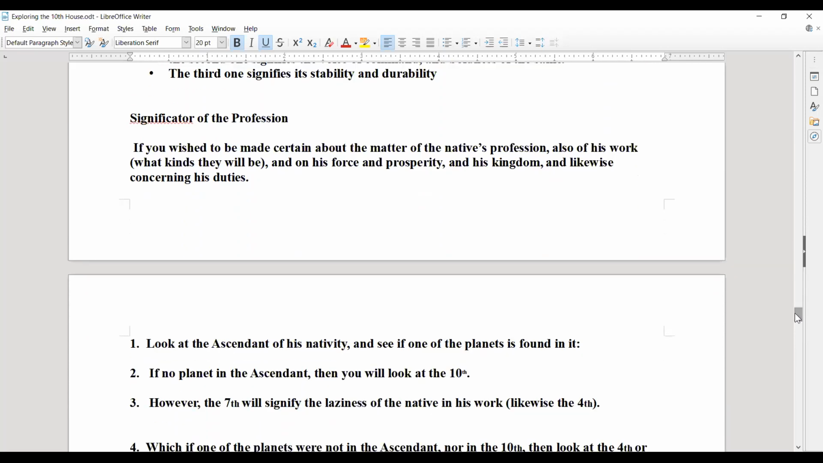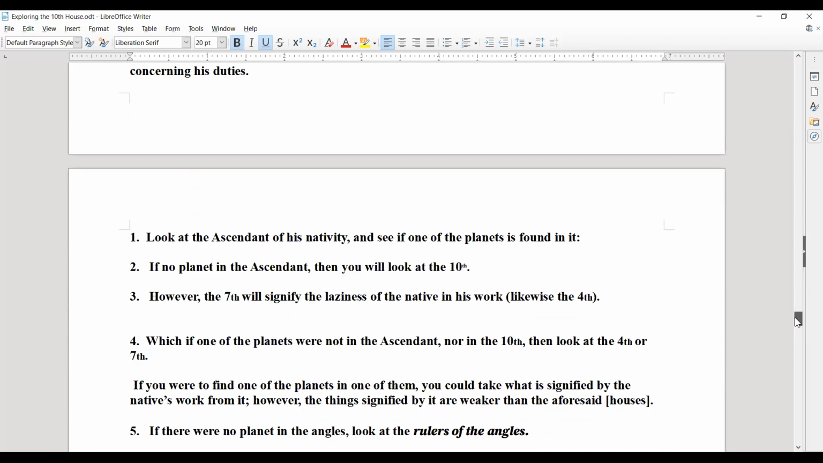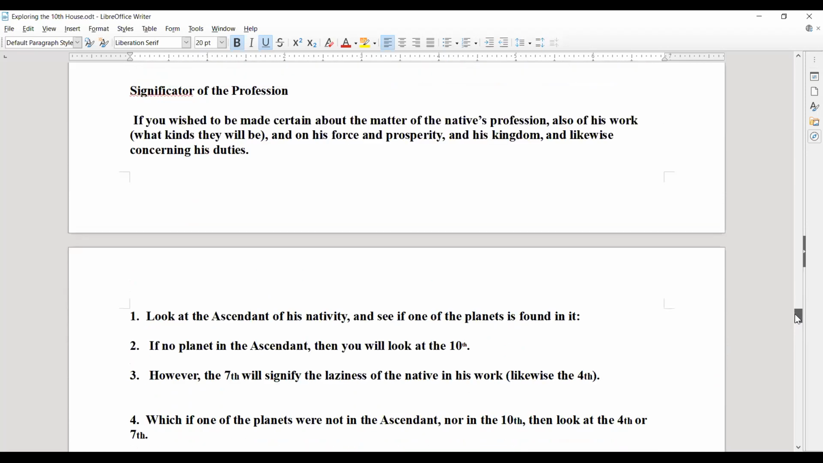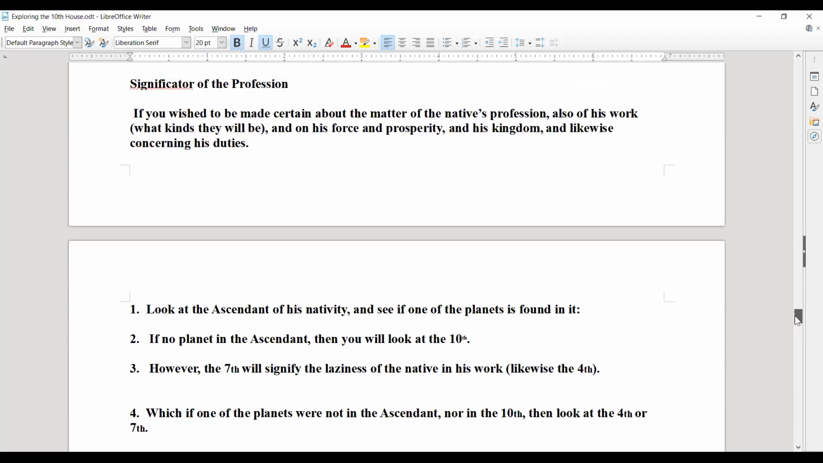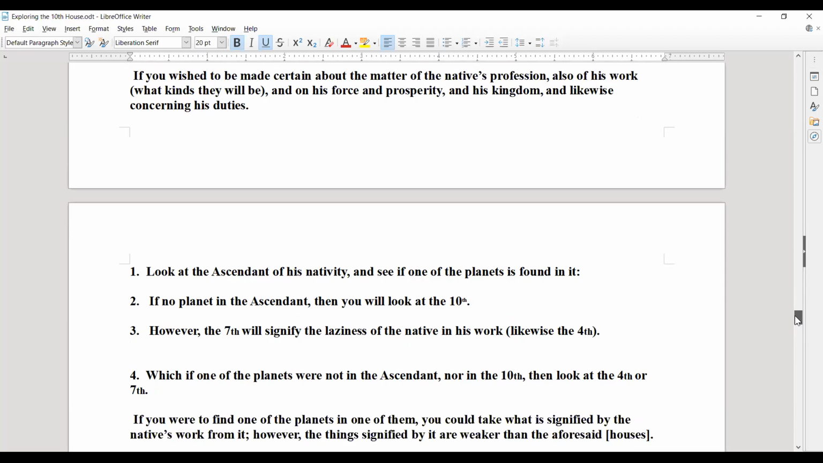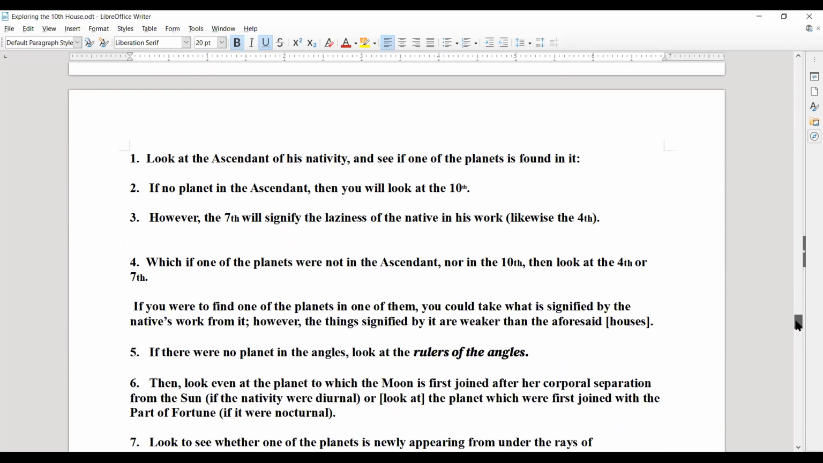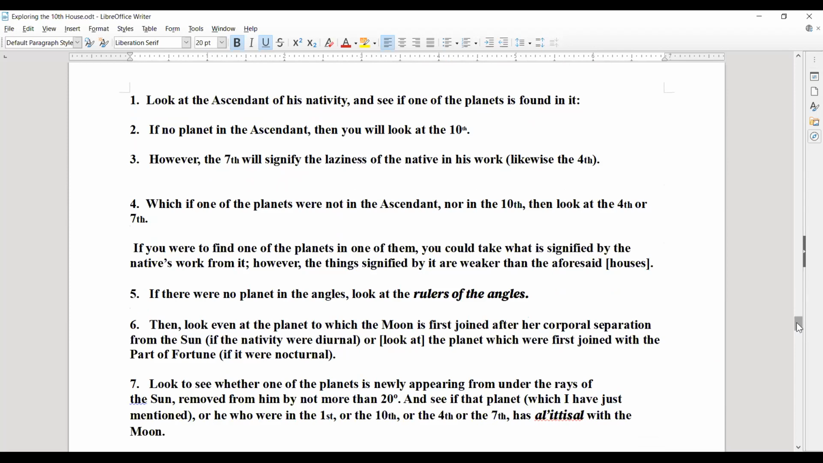So here are the significators for the profession. Look, so if you wish to be certain about the matter of the native's profession, also his work, what kind it will be, and on his force and prosperity and his kingdom, and likewise concerning his duties. Here we go. So the very first thing you're going to do is look at the ascendant of the nativity. Why? You'd be looking at the ascendant of the nativity because the ascendant represents talents. That's one of the reasons.